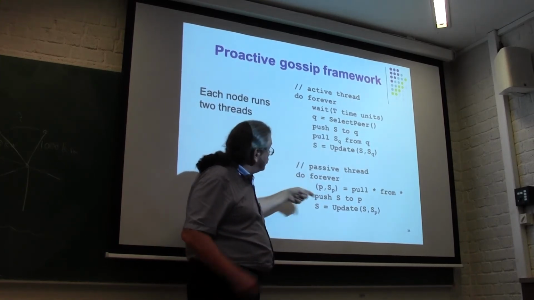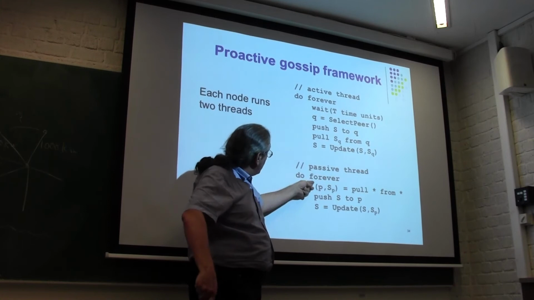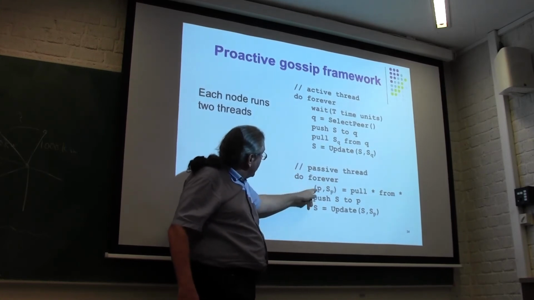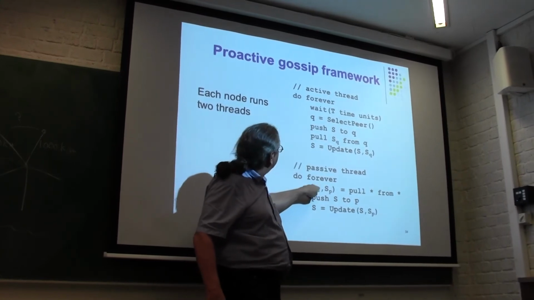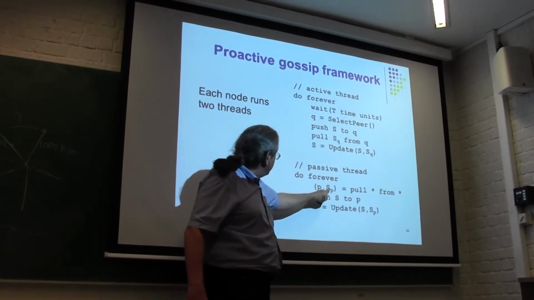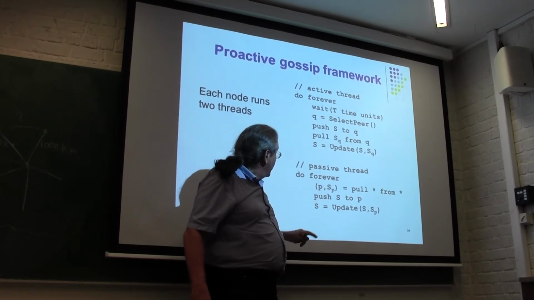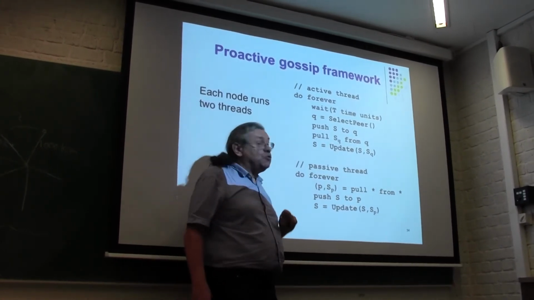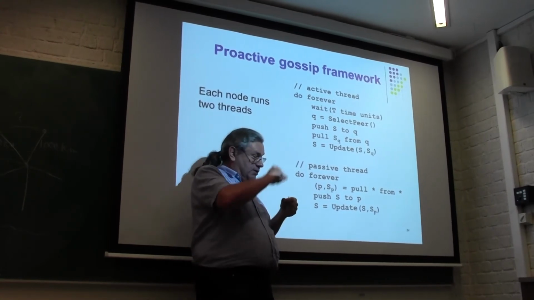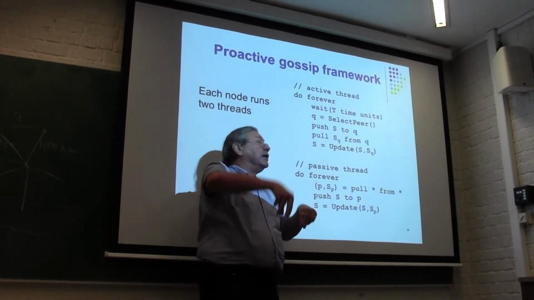And the passive thread, which is on the other side, is always waiting. It does nothing, but it's waiting. Whenever someone sends, it will receive, push S to Q, it will receive those two values. It pushes its own state, S, back to the origin, and it also updates. So it's back and forth, and both of them are updating.